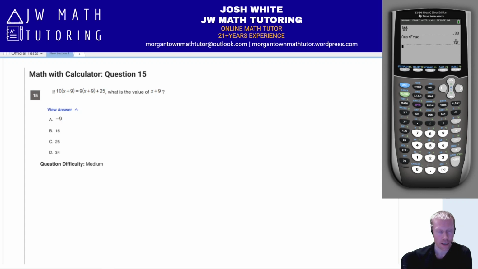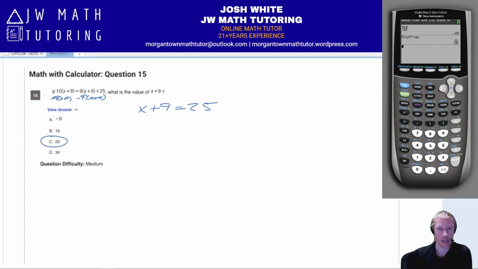So technically what you could do here is you could subtract 9 times x plus 9 on both sides. And then on the left side, you have 10 of x plus 9s, and then you subtract 9 of them, so you're left with 1x plus 9. On the right side, all that you're left with is 25. So what does x plus 9 equal? Well, 25. Correct answer is C.